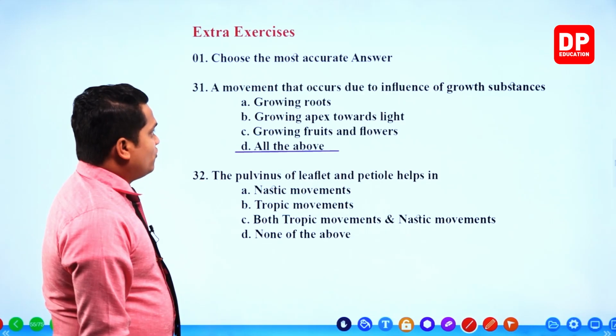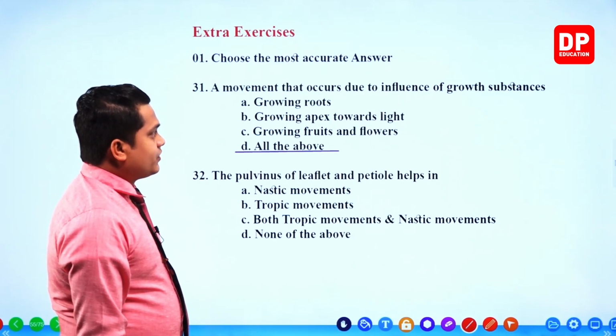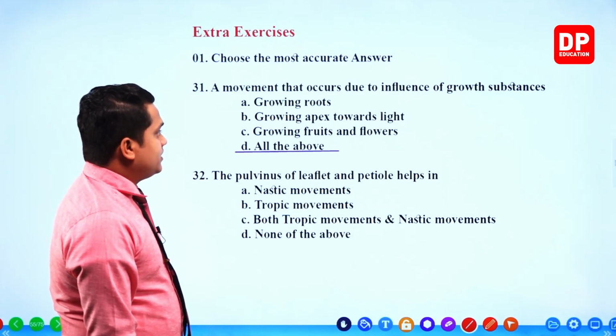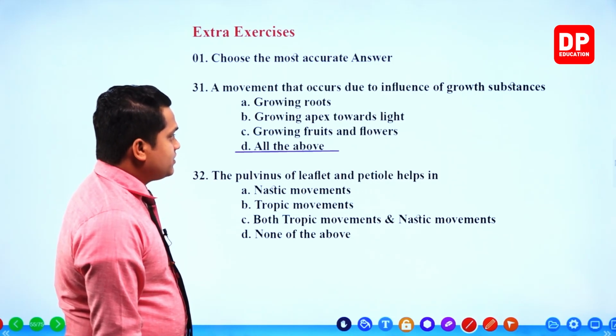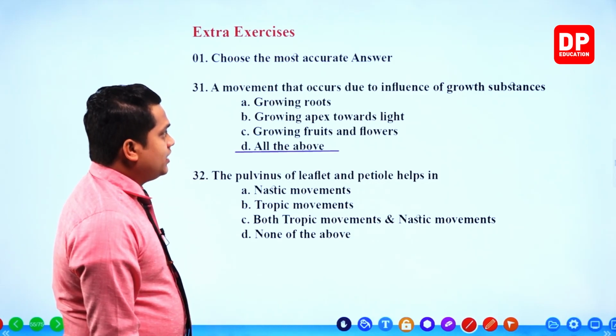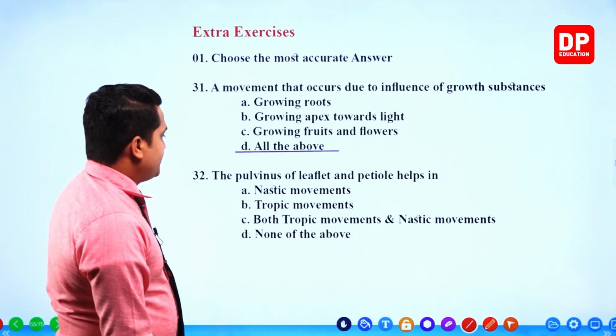So the movement that occurs due to influence of growth substances: roots, apex growing towards the light, growing fruits and flowers. All of these things are going to be influenced by the growth substances.